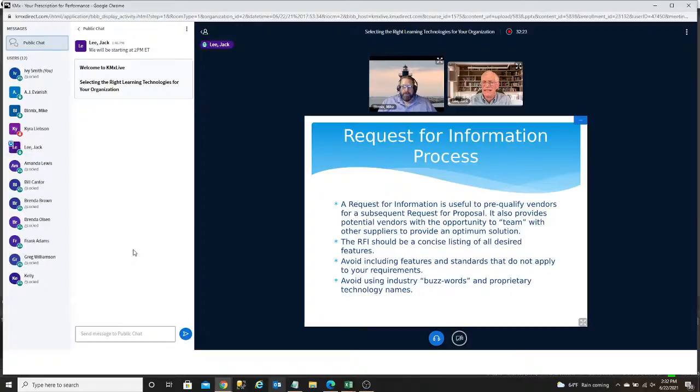And a request for information is really useful to pre-qualify vendors to make sure that you've got a stable of vendors that can actually give you the proposal you're looking for, but it also provides the potential vendors with the opportunity to team with other suppliers to provide an optimum solution.